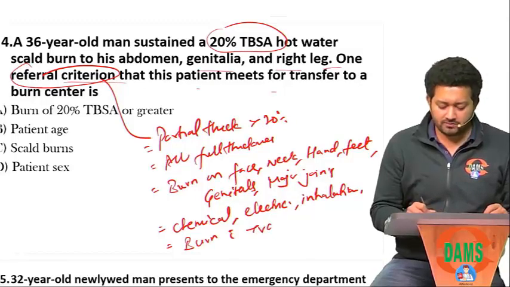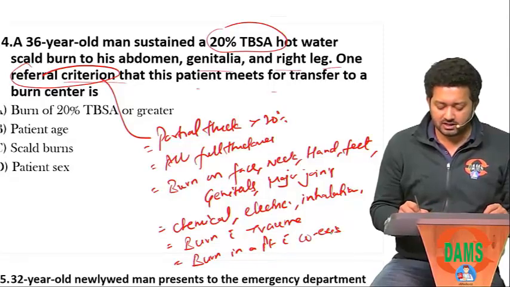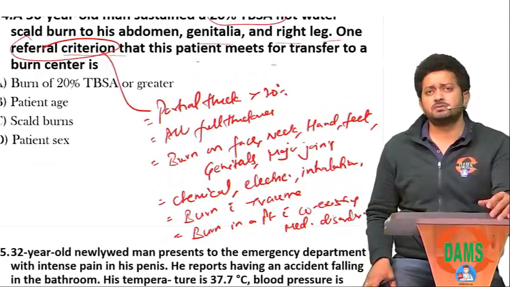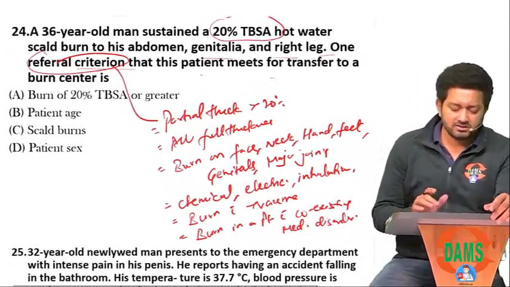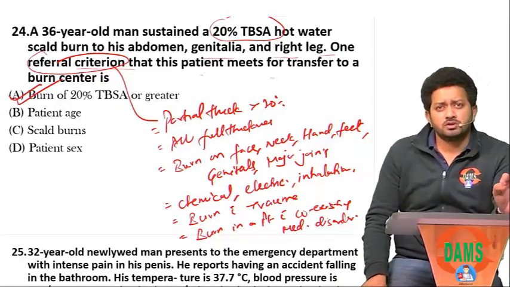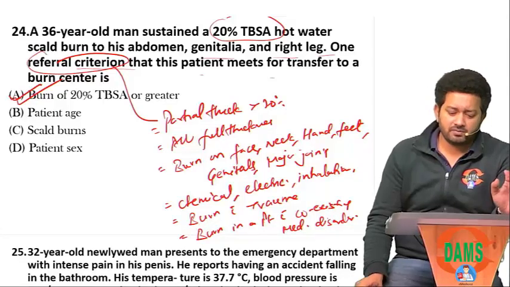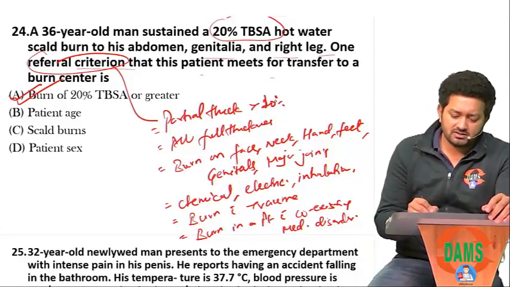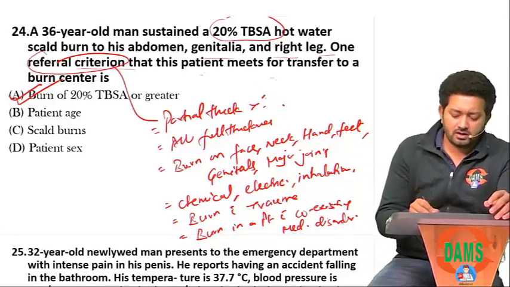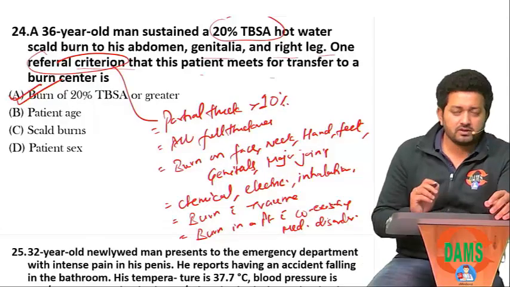Burn with trauma, you should refer. And burn in a patient with a coexisting medical disorder, suppose the patient has a history of coronary artery disease or stroke. In these cases, it is better you send the patient to a specialist burn center. So a burn of 20% or more should be referred to a specialist burn center. For partial thickness burn, these days it is said 10%. More than 10% burn you should refer. 10% is good enough to refer the patient.